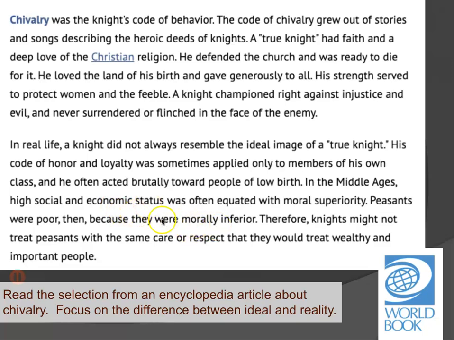But what they were able to do then is claim that the reason the peasants were poor wasn't because they were exploited by the nobles or because they were born into impossible hardship, but it was because they were morally worse than the nobles, that they acted badly and deserved their status, and therefore, since they were bad people, it was okay to treat them worse.